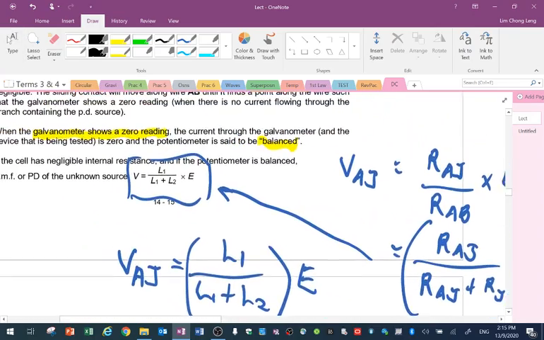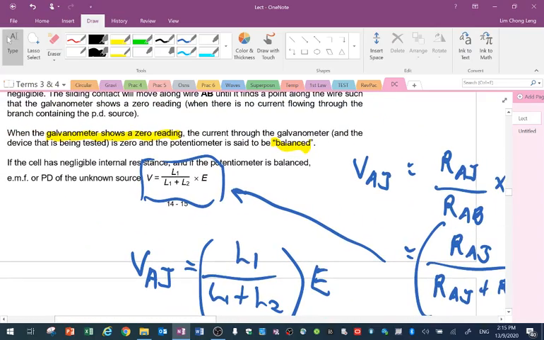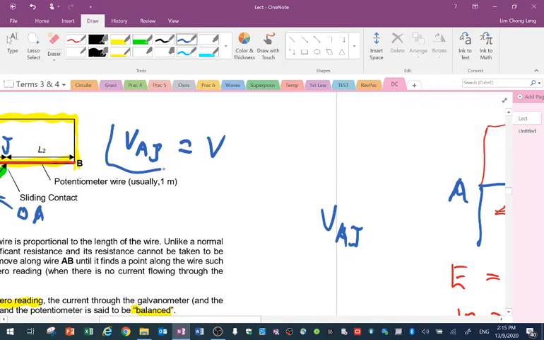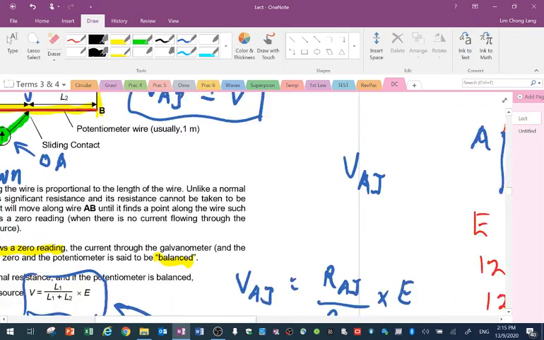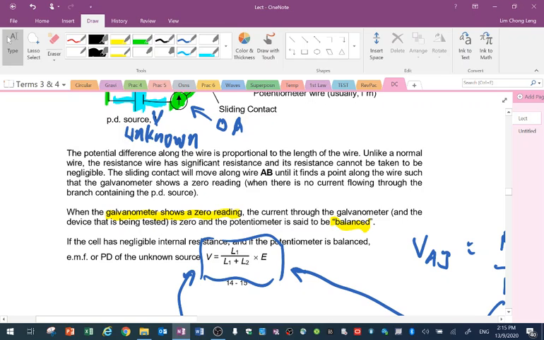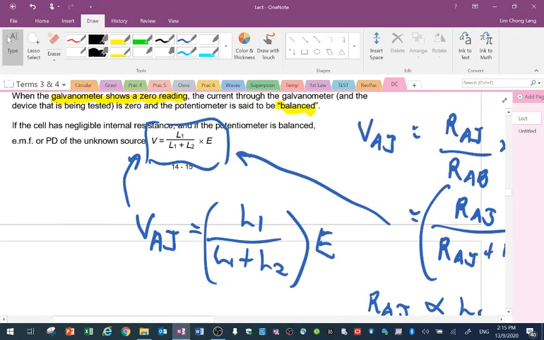So at balance point, VAJ is equal to V, right? VAJ is equal to V. So that is why this formula allows you to calculate the unknown PD. This is the unknown PD V. So you have to take some time to digest this concept of balancing the potentiometer.